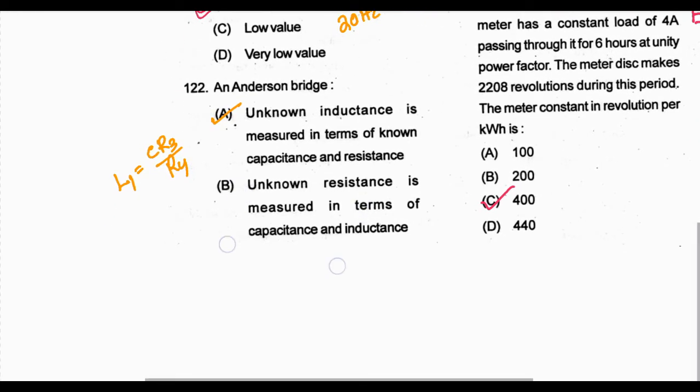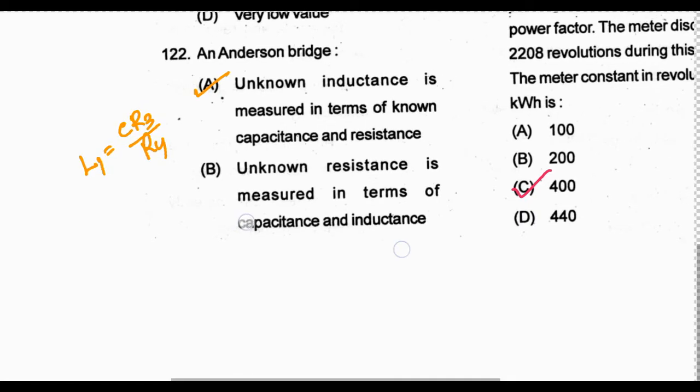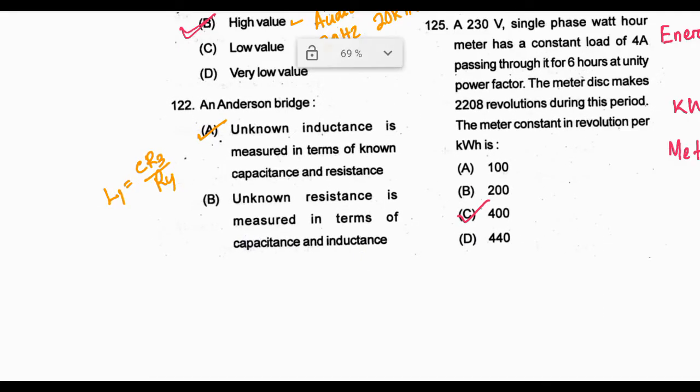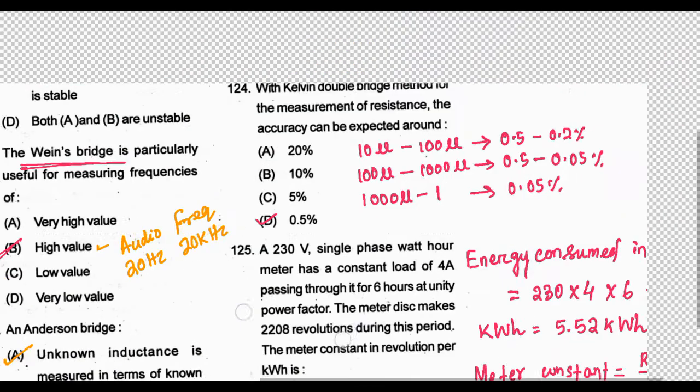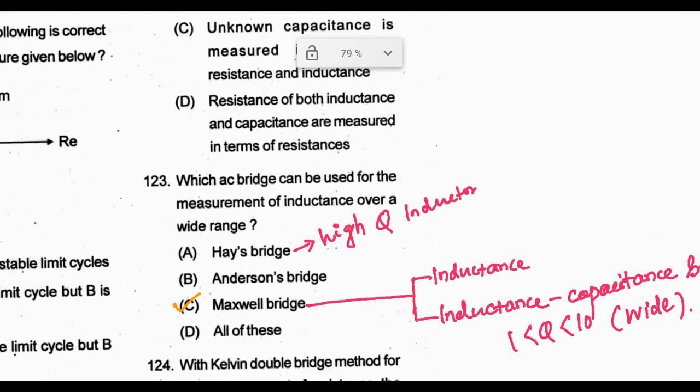Question number 122. An Anderson bridge: option A, unknown inductance is measured in terms of known capacitance and resistance. Option B, unknown resistance is measured in terms of capacitance and inductance. Option C, unknown capacitance is measured in terms of resistance and inductance. Option D, resistance of both inductance and capacitance are measured in terms of resistances.